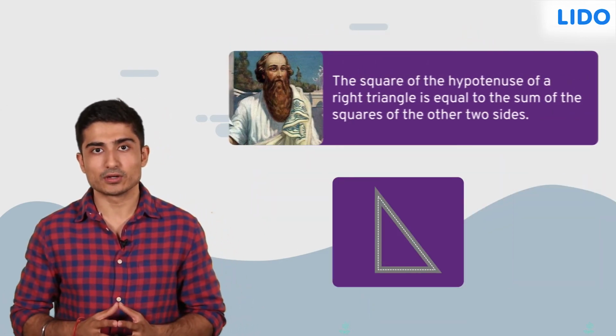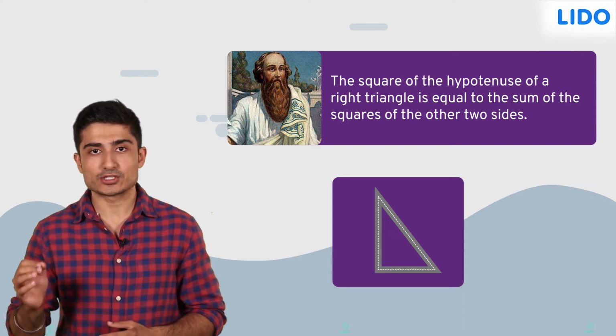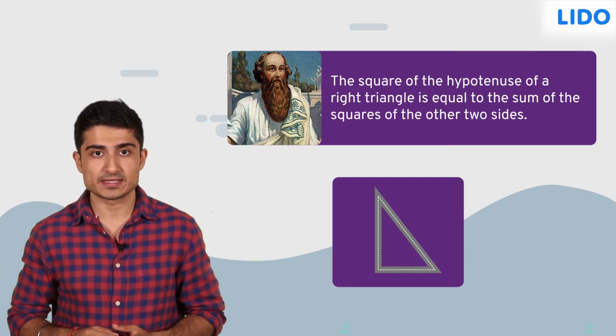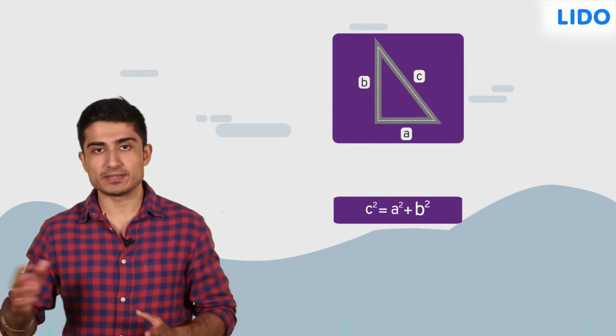This is called the Pythagoras Theorem. It says the square of the hypotenuse of a right triangle is equal to the sum of the squares of the other two sides. Thus, in a right angle triangle with hypotenuse C and the other sides as A and B, C² = A² + B².